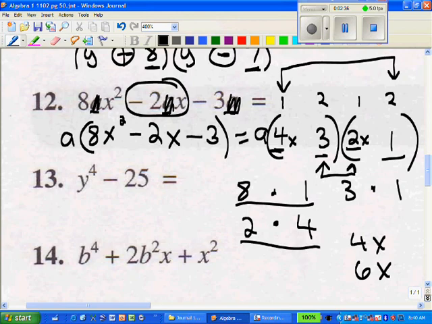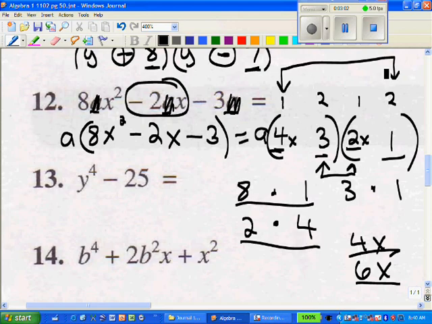Okay. So now all I've got to do is decide which one's going to be positive and which one's going to be negative. Well, remember I told you that when you have a negative third term, you know that your signs are going to be different. So the signs in the middle are going to be different. One's going to be positive, one's going to be negative. Now, I've got a middle negative term. So I know that the bigger number has to be negative. So what's bigger, 4x or 6x?